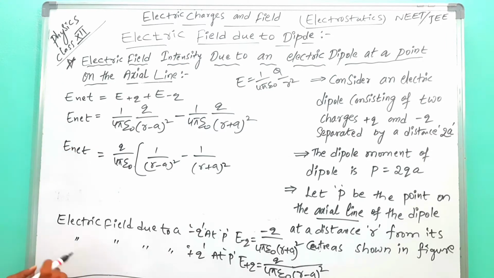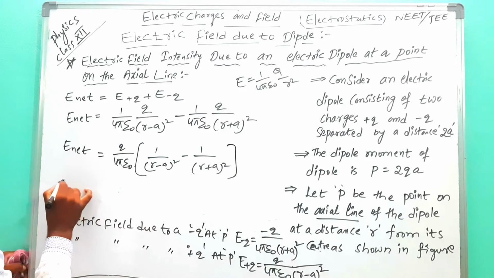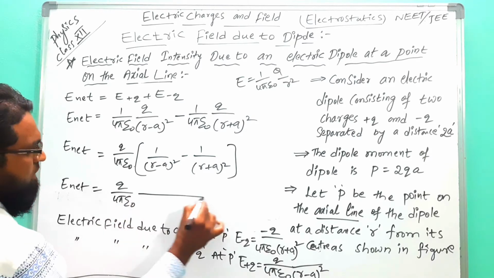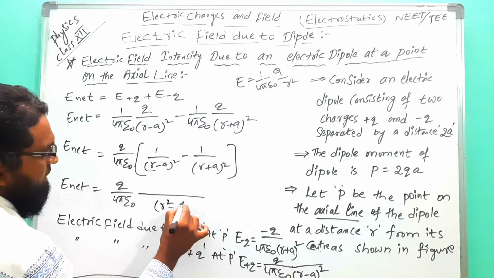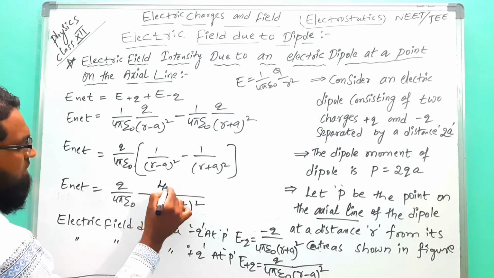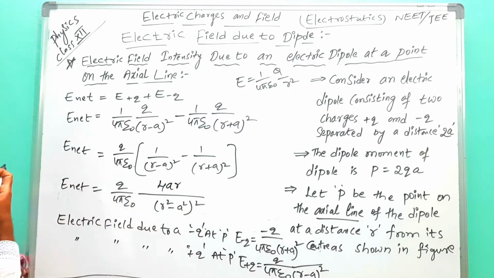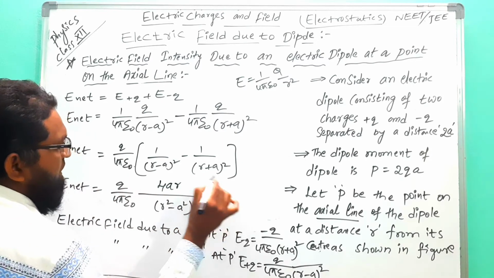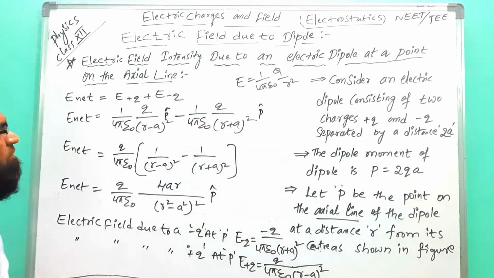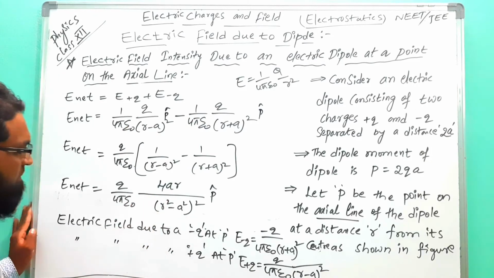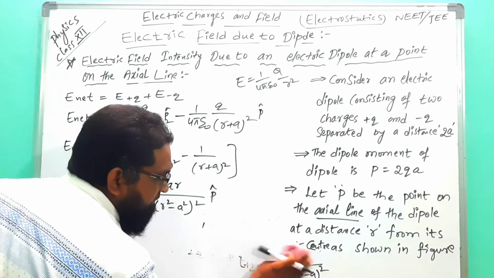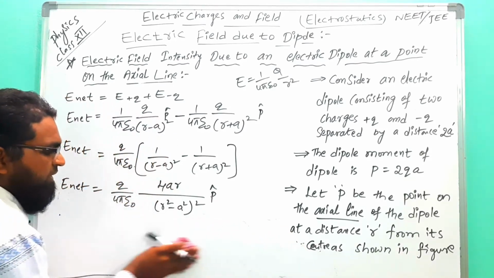Taking the LCM, we get E net equal to q by 4 pi epsilon naught, over r square minus a square whole square. The LCM here I am directly writing: 4ar, times p cap. p cap is a unit vector. Very important thing, this one, the axial line and the equatorial line.